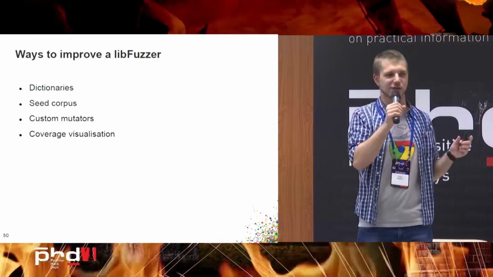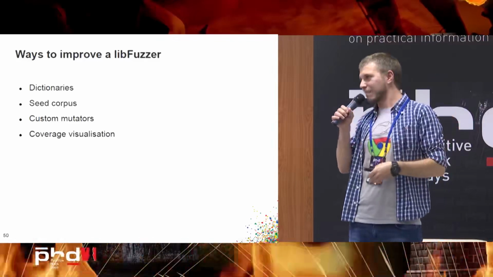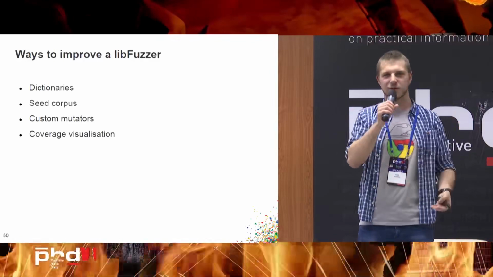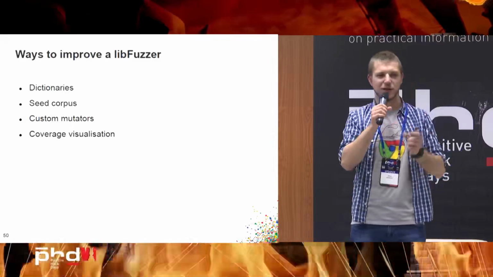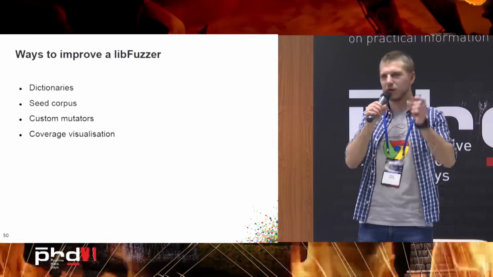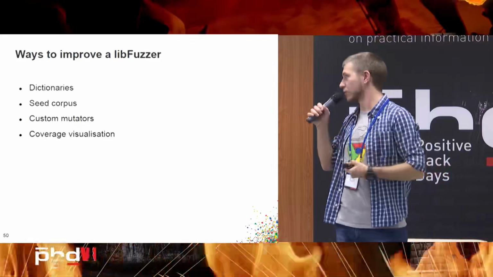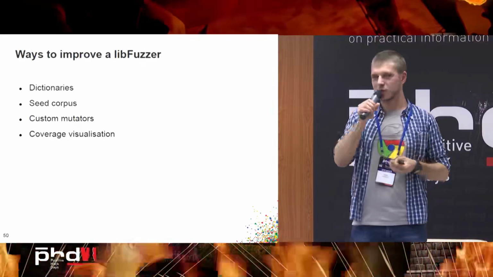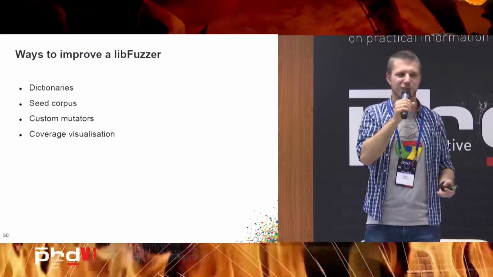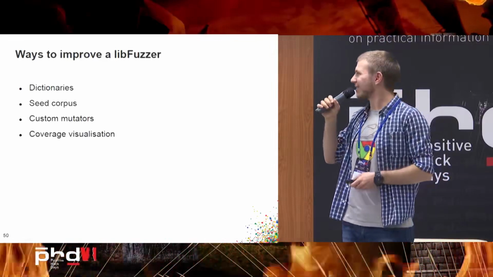A dictionary is a file that contains lists of strings or bytes that will be important for the target. For example, if you're fuzzing HTML, it will contain HTML language, or it can contain JavaScript or PNG if this is what you are fuzzing. So LibFuzzer will use these dictionary elements to generate new inputs. So we don't even have to explain the full PNG format.